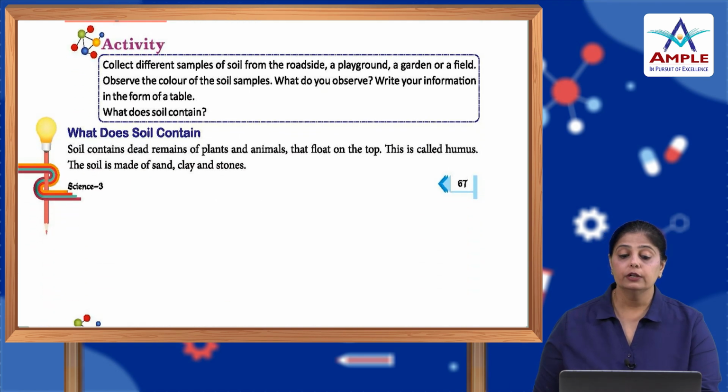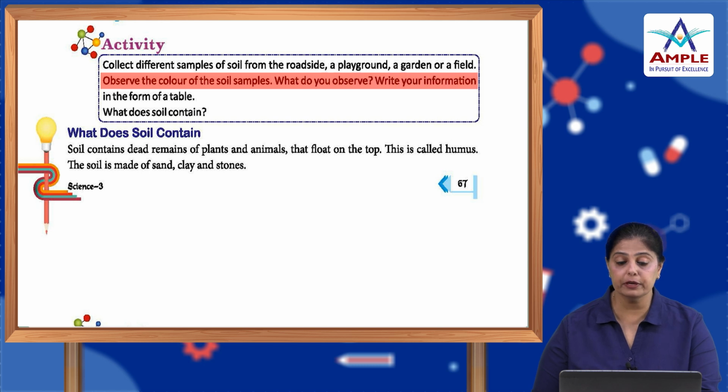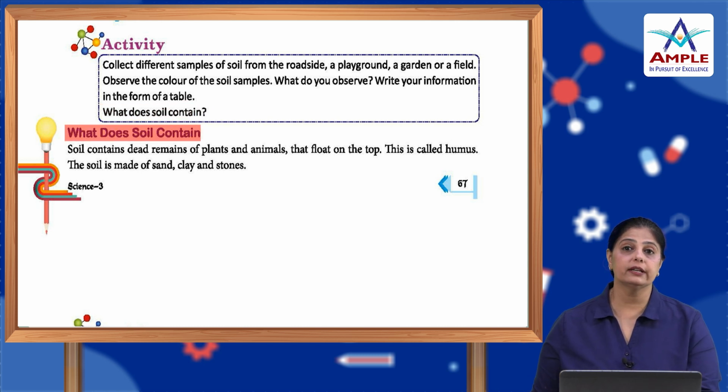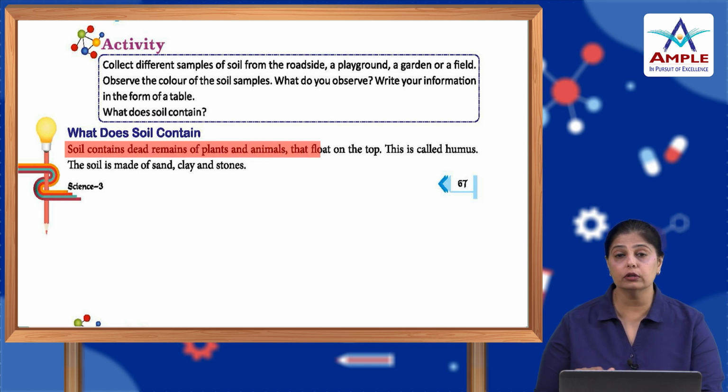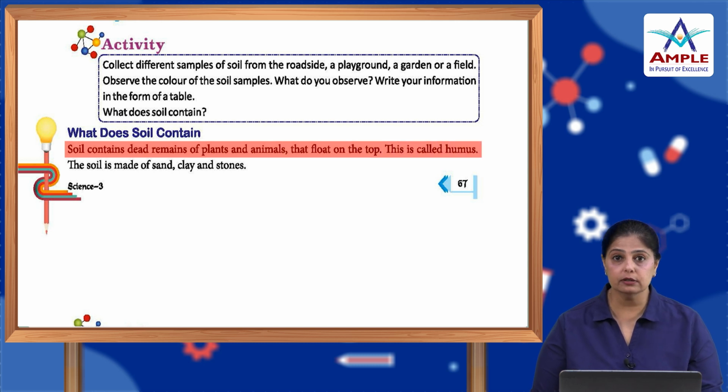Now, you have to do this activity. Collect different types of samples of soil from the roadside, playground, a garden or a field, and then observe the color of the soil samples. What do you observe? Write your information in the form of a table. Now, what does the soil contain? Soil contains dead remains of plants and animals that float on the top. This is called humus.